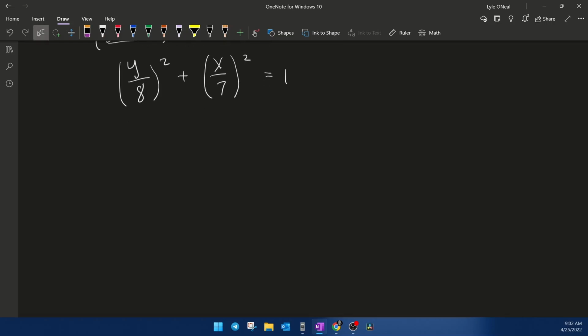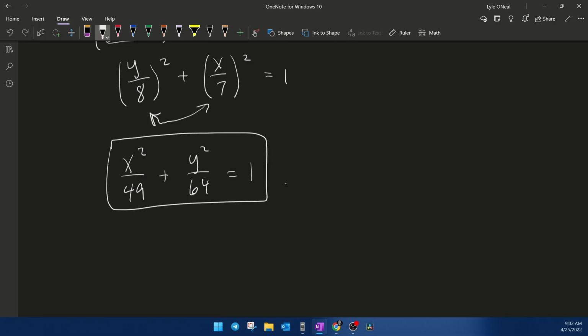And then let's switch the order here. So we have x squared over 49. Did you see what I did? I went ahead and squared the fraction. Plus y squared over 64 equal to 1. Now do you notice where I'm at? This is now the standard form of the equation of an ellipse, right? Because the ellipse has the plus in between the two fractions.